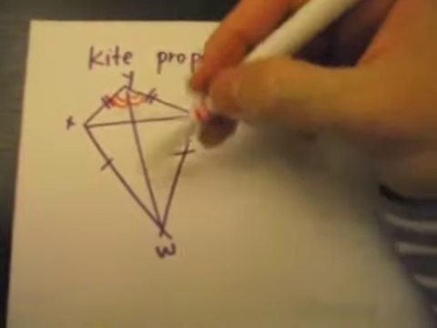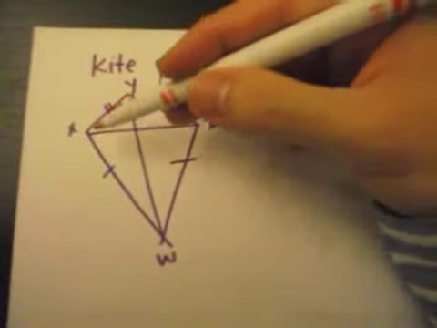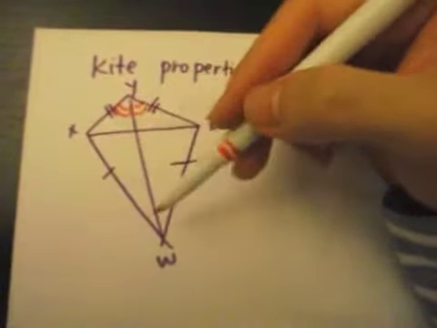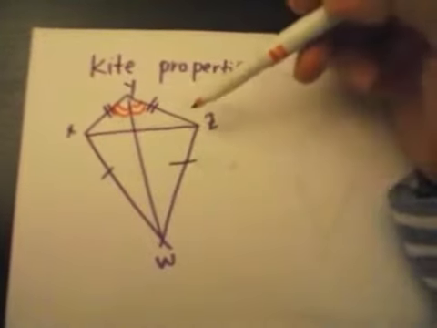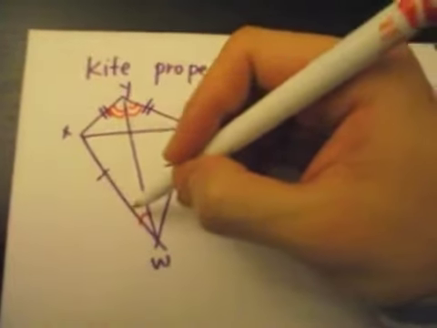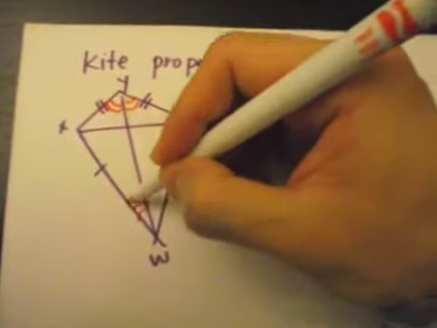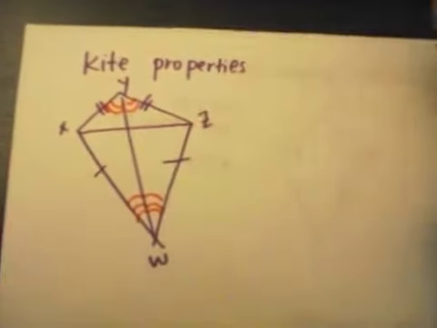Are they congruent to each other? No, we don't know that, right? We don't know that angle XYZ is the same as XWZ, but we now know that XYW is congruent to ZYW, and that XWY is congruent to ZWY.